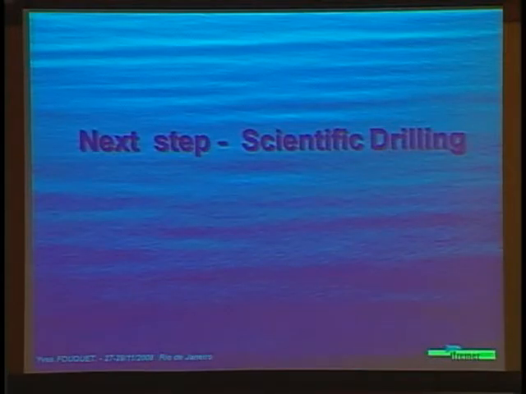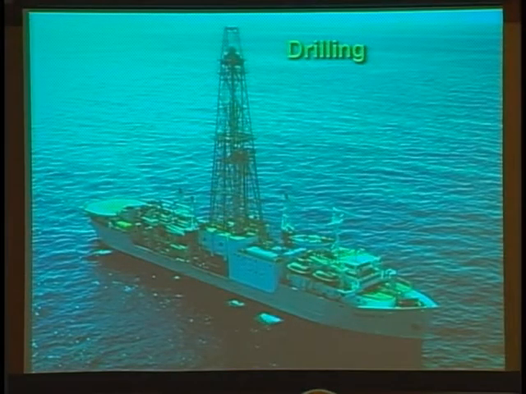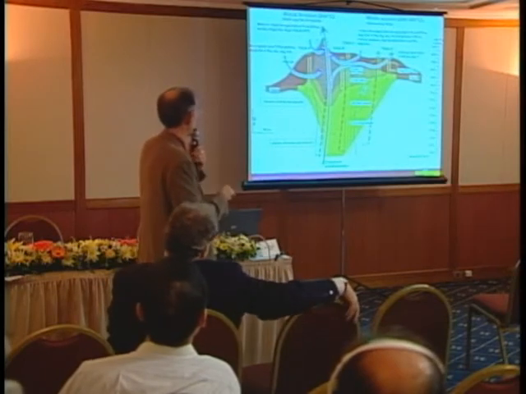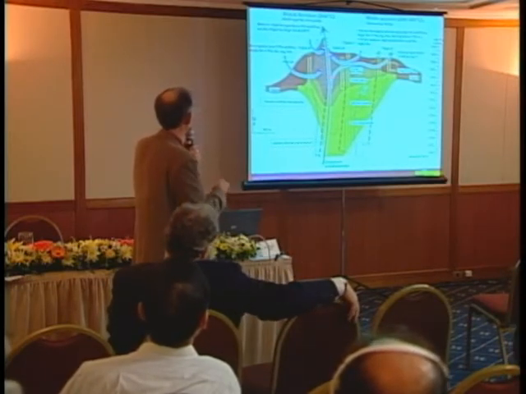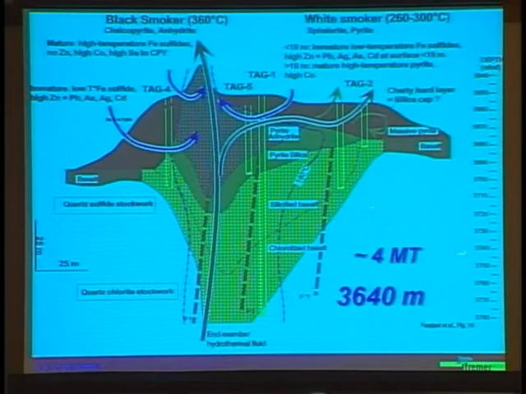So the next step may be scientific drilling. For this you use a big ship. It's an international program. And you may drill, for example, this is the TAG mound. In yellow here you have a series of lines going as deep as 150 meters. And you can reconstruct the three-dimensional view of the deposit. Here in red we have the massive sulfide, and in green the sulfide partly replacing the basement rocks. And this is about 4 million tons and was drilled at 3,600 meters of water depth.